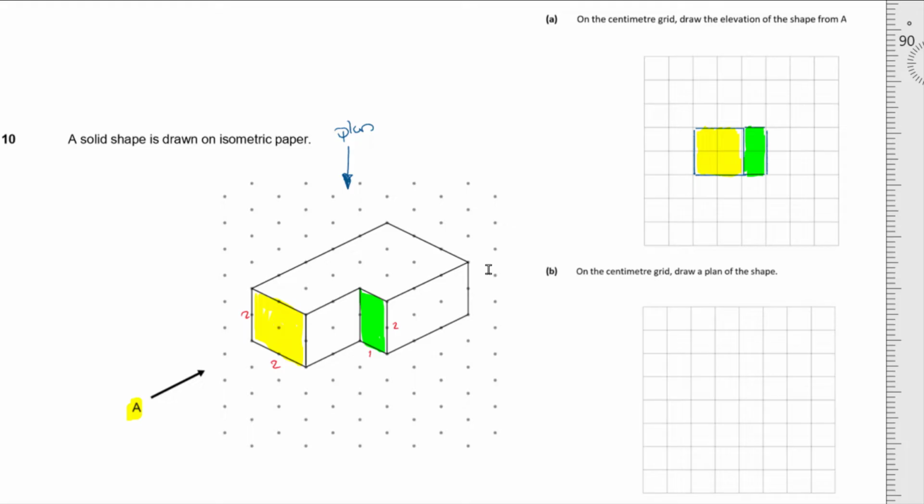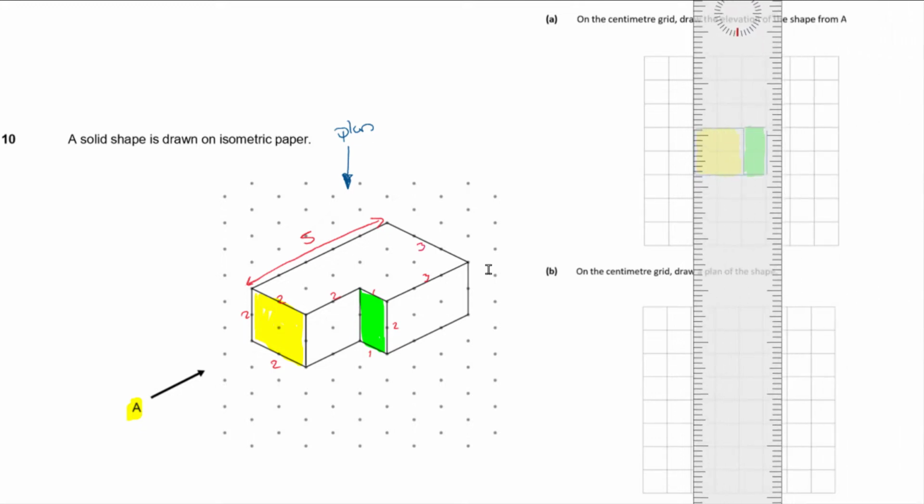So I'm going to do that. I'm going to do it from the same perspective, with A being at the bottom, and then I'm going to draw the plan from what I can see. Now, if you look at the distance from there to there, how far is that? That's 1, 2, 3, 4, 5 squares. That's 2. That's 2. That's 1. That's 3, and that's 3. So that's what I need to draw. So I'm going to draw the 5 first.